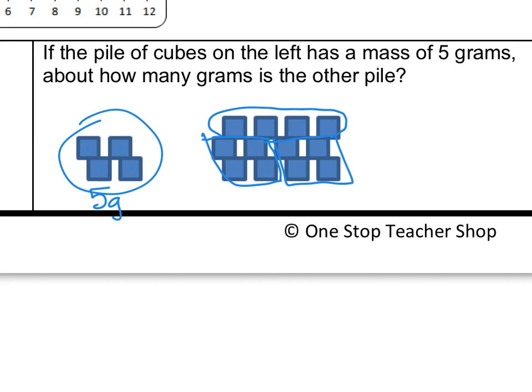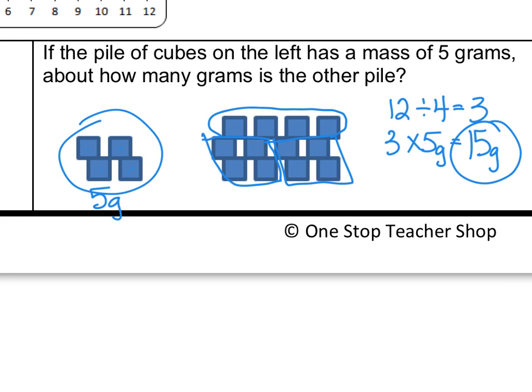Let's look at the numerical way to do this with just numbers. We had 1, 2, 3, 4, 5, 6, 7, 8, 9, 10, 11, 12. We had 12. We wanted to divide it into groups of 4. That gave us 3 groups, and each group is worth 5 grams. That's what it weighs. So total would be 15 grams. Final answer. And that's it for today.